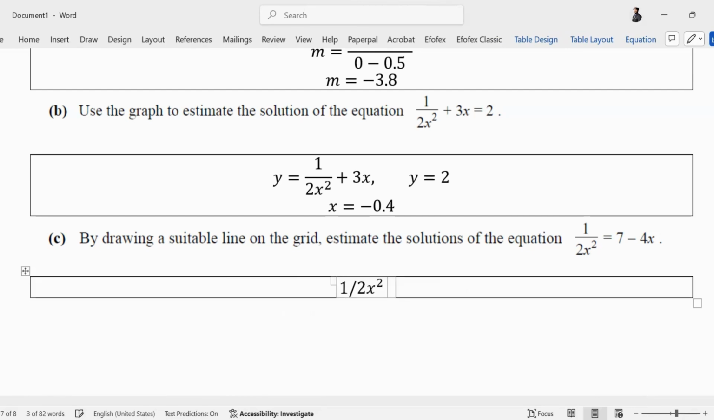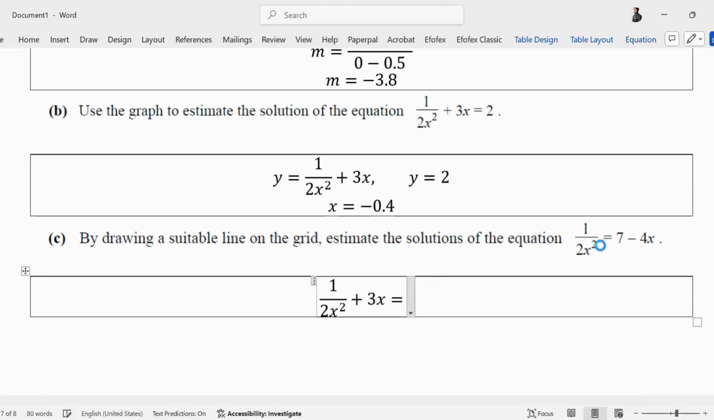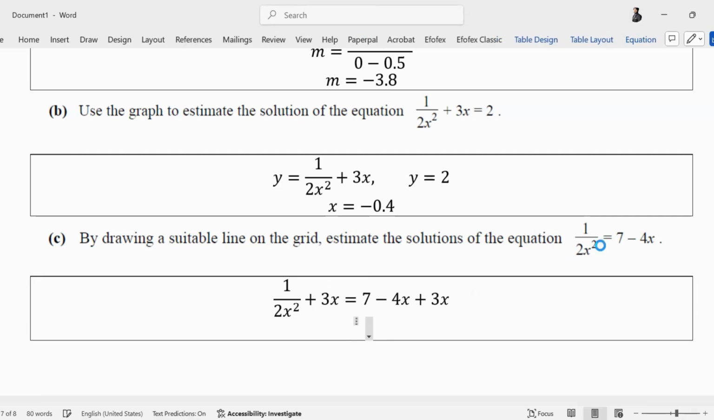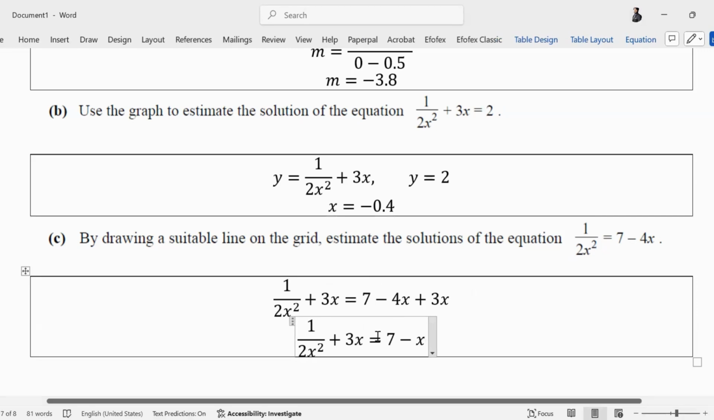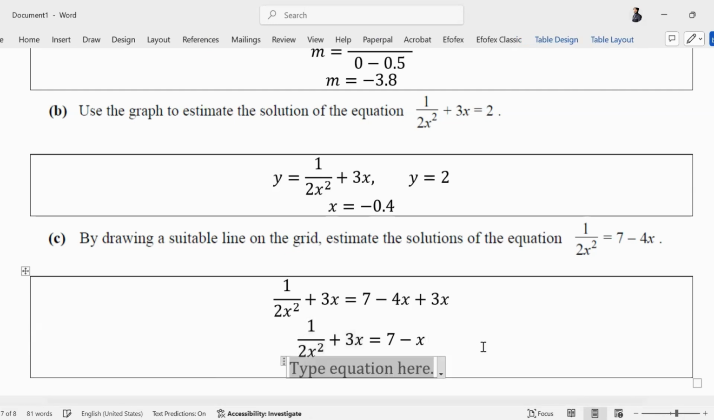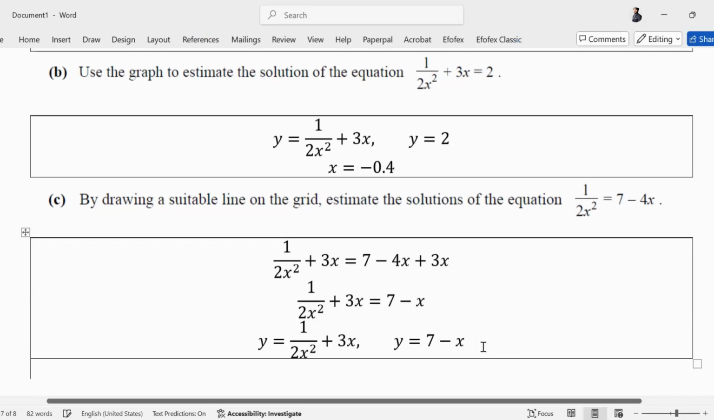This is 1 over 2x squared. I need a plus 3x over here. So if I'm adding a 3x over here, I'll also have to add it on the other side to make sure that the equation does not change and I've manipulated it in my favor. So now if I want to solve this equation graphically, I'll have to draw this graph, which I already have: y equals 1 upon 2x squared plus 3x. I already have this graph. The other graph that I'll have to draw is y equals 7 minus x.